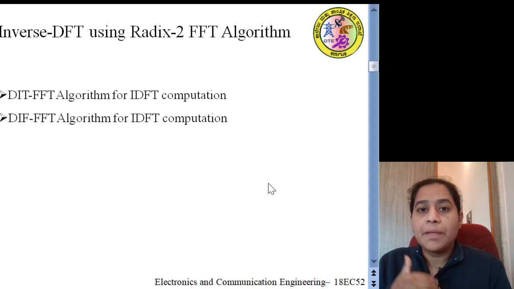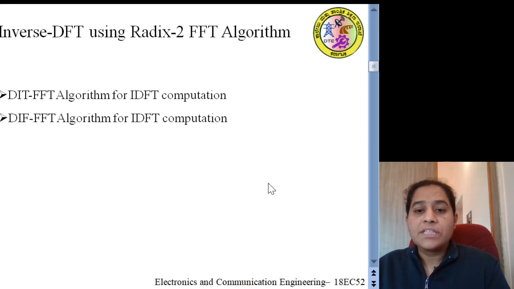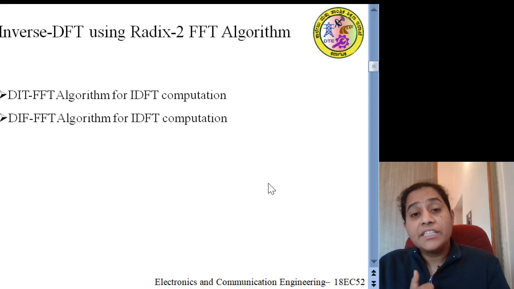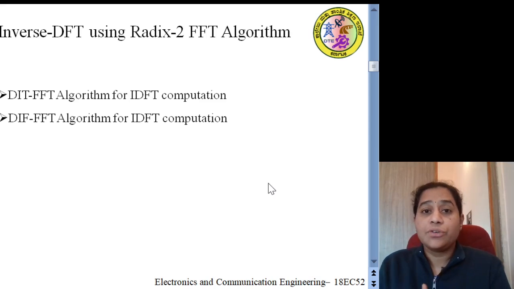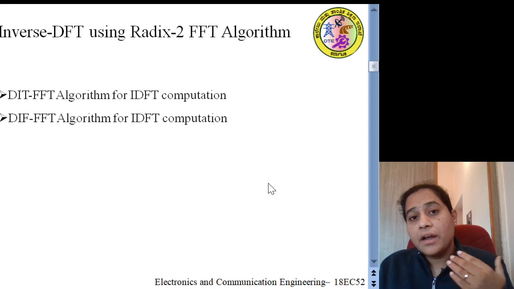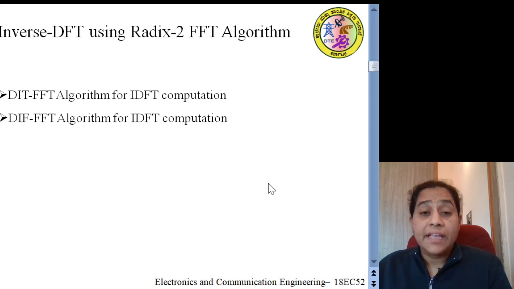In radix 2 FFT algorithm, there are two kinds of FFT algorithms: one is decimation in time FFT algorithm, and the other is decimation in frequency FFT algorithm. For computing discrete Fourier transforms, we were employing these two techniques, that is DIT-FFT algorithm and DIF-FFT algorithm. As the equation for DFT and the equation for finding IDFT are similar in many cases, except a few changes, we can employ the algorithms available for computing DFT to compute IDFT also. How to do that, we can see in this particular session.